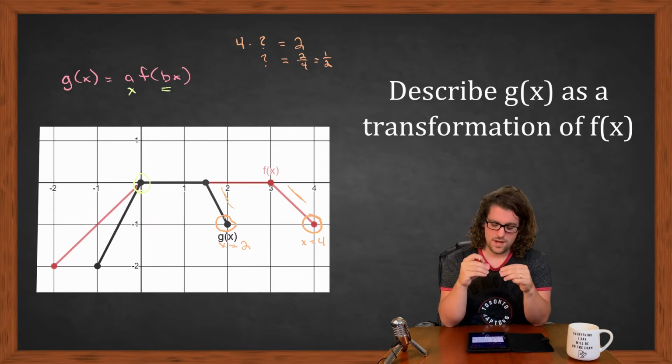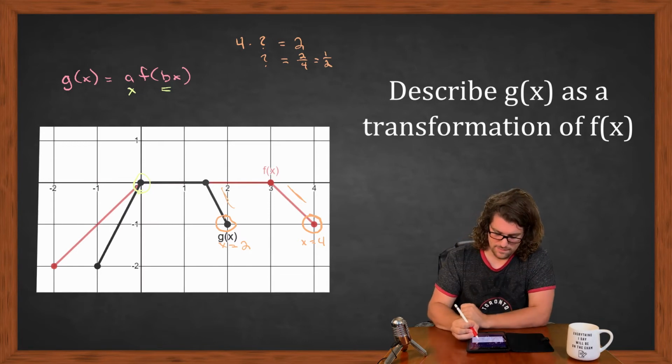Now, I could have done that with a different point. For instance, if I took this point right here, that's at 3, it goes down to 1.5.